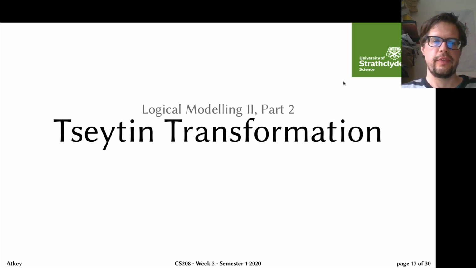So we saw in the last video that converting to CNF using the multiplying out the brackets transformation can sometimes lead to exponential blow-up in the size of the formula. So in this video, I'm going to talk about a more sophisticated way of translating formulas to CNF called the Tseytin transformation.